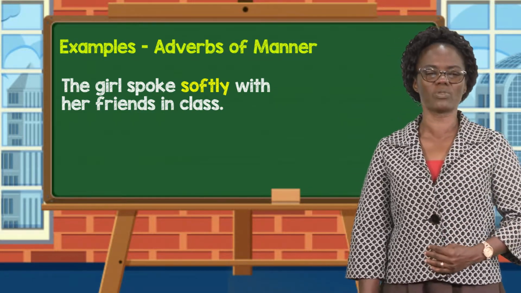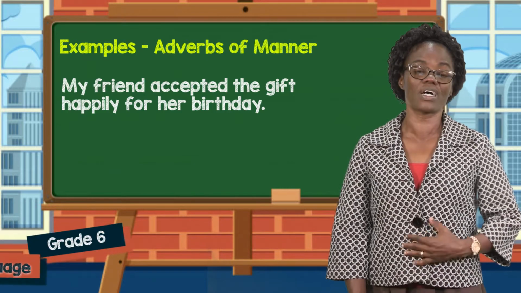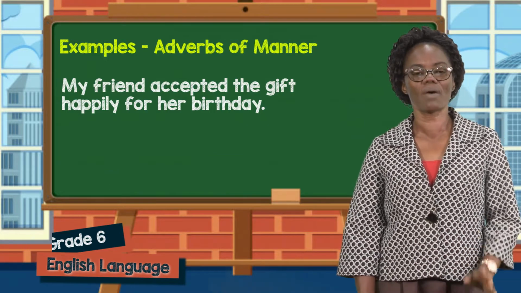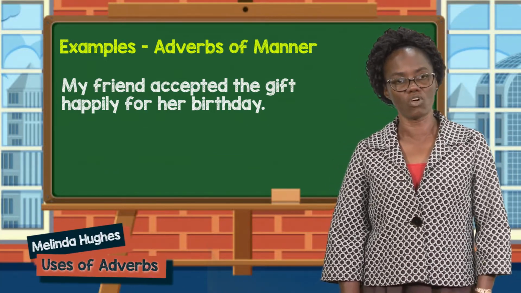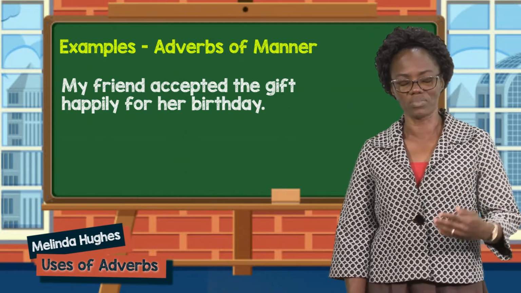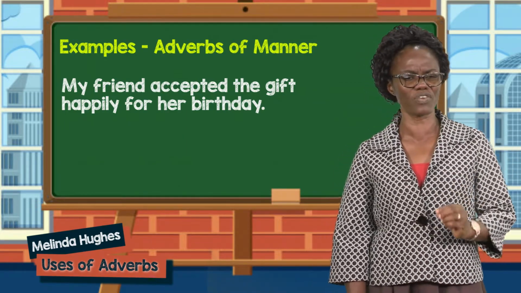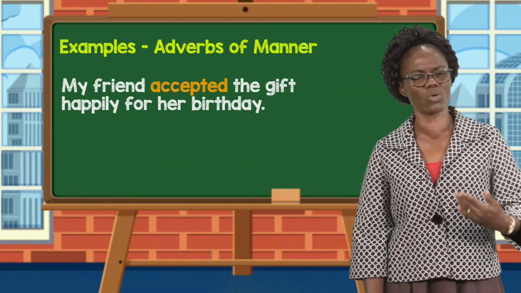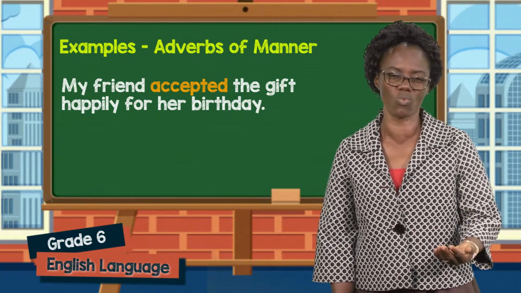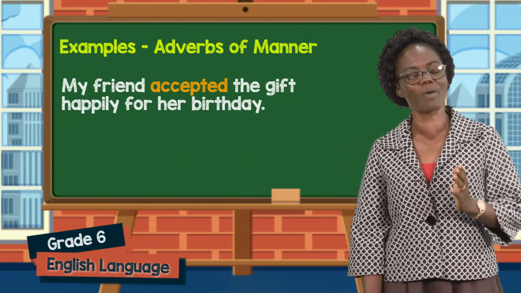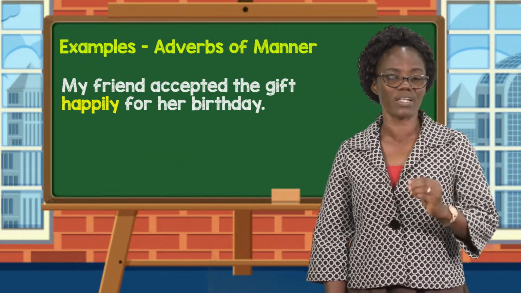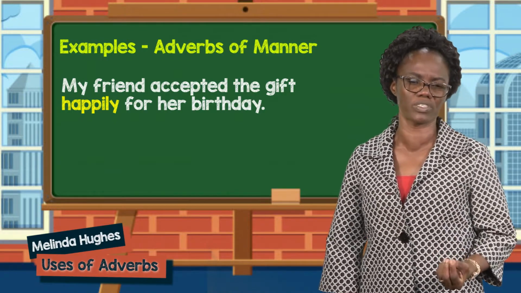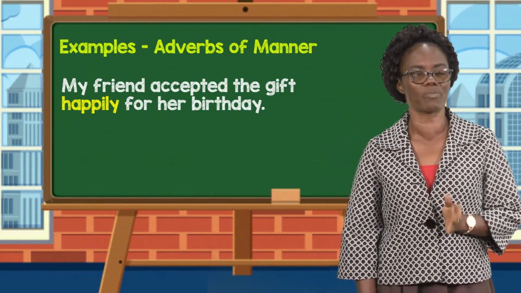Yet there is another example. My friend accepted the gift happily for her birthday. Of course, we need to identify the verb in that sentence. And the verb in that sentence is accepted. So now we ask the question, accepted how? Accepted happily. So the adverb of manner, or the adverb that adds more meaning to the verb accepted in that sentence, is happily.